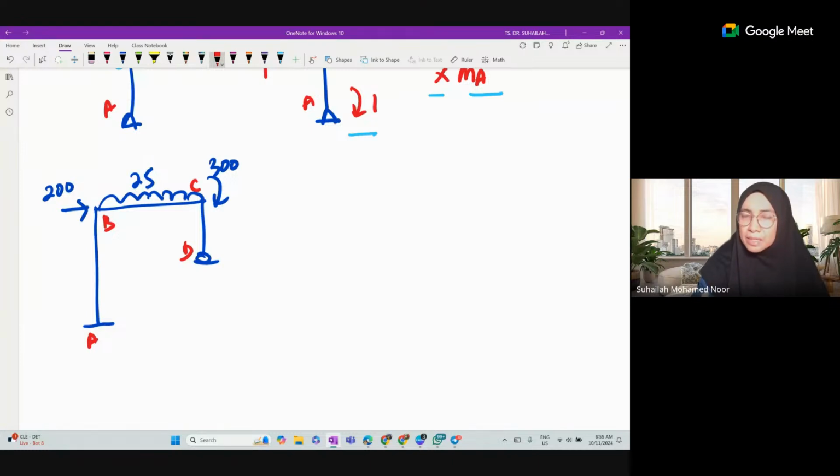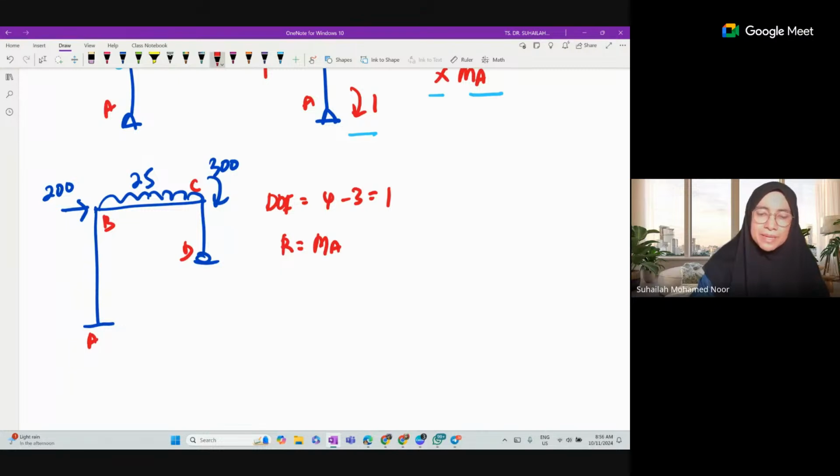Now looking at the support reactions, there are 4 unknown reactions. Only 3 can be solved using the equilibrium equations, so the difference is 1. That 1 is the redundant. The redundant can be MA at A, or we can just remove the roller. Either one can be the redundant. Let's choose MA again for this frame, so we have MA as the redundant.